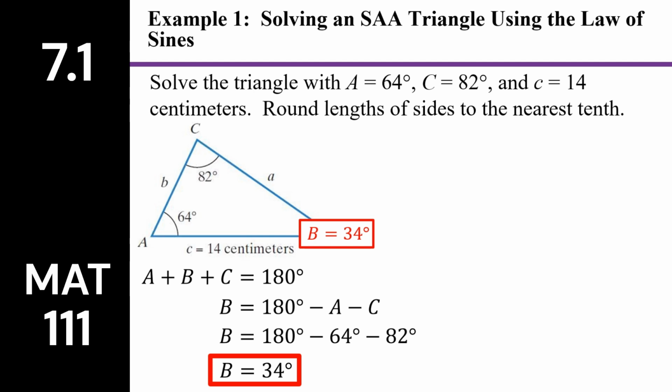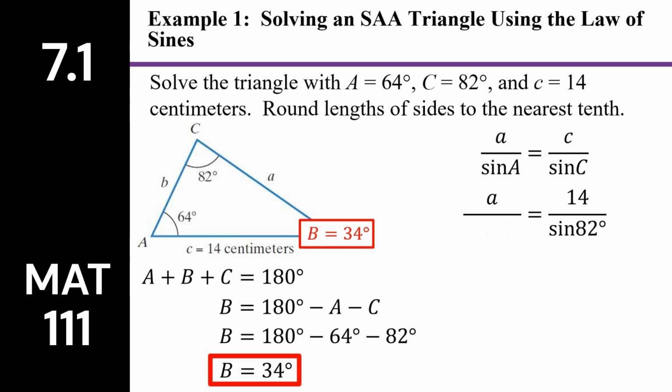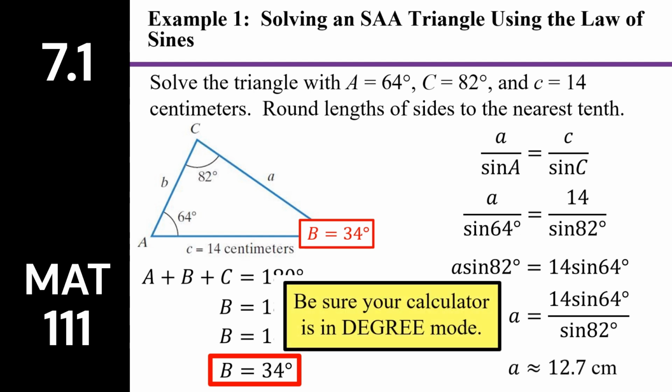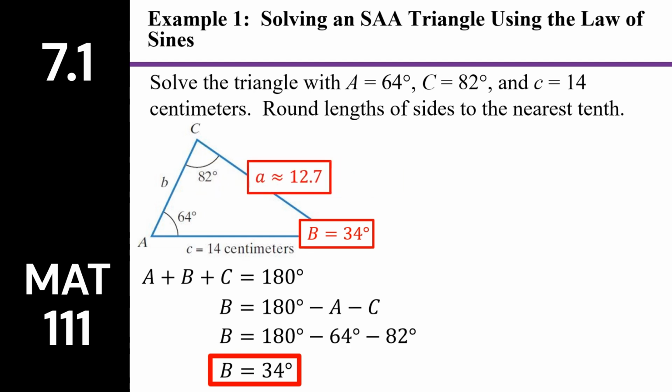Now that we found angle B, we can use the law of sines to find a side. We'll set it up with a pair that we know both the angle and its opposite side, which is angle C and side c. We can start with a. We have a over the sine of 64 degrees. We cross multiply, divide both sides by the sine of 82, and then we use our calculator to approximate side a. And then we can label our triangle.